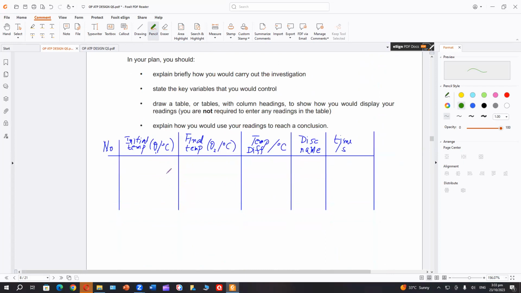Now the table: initial temperature, final temperature, temperature difference, disc name, time, etc. Now you have to copy this table. Done. Good.